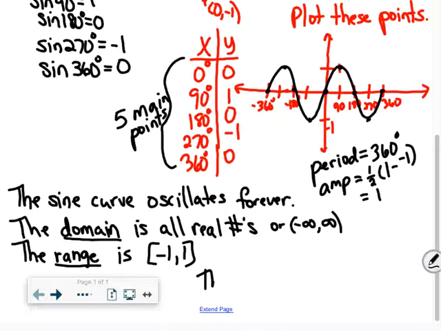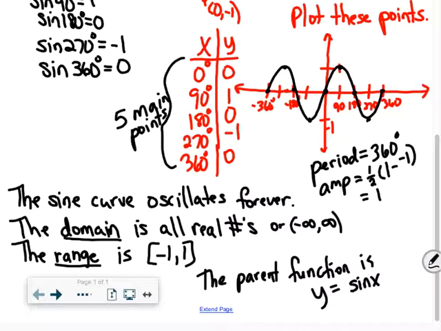So let me state that. The parent function is y equals, you can call it sine x or sine theta. It really is an angle that we're doing.